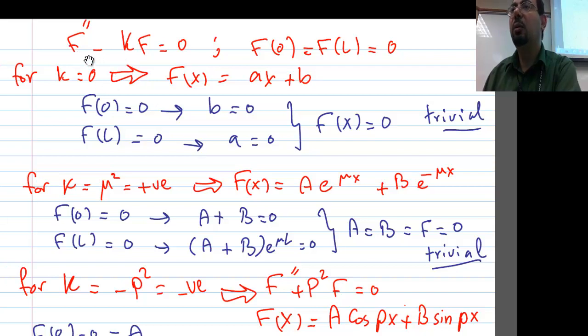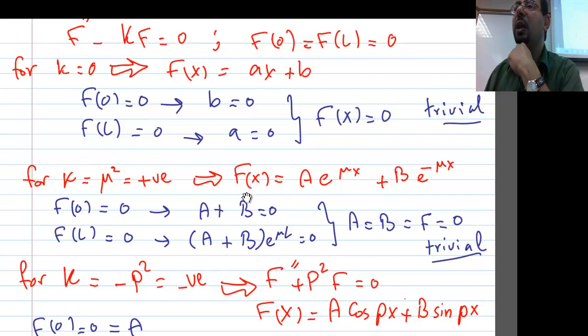So f double prime minus mu squared f, or whatever, but k is positive. So the solution would be a e to the power mu x plus b e to the power minus mu x. And if you don't believe me, differentiate this twice, you will end up satisfying this equation. Alright? So anyway, that is the solution. And so now satisfying the boundary condition, simply saying x equals 0, e to the power 0 is 1, plus e to the power minus 0, 1. So it's a plus b.